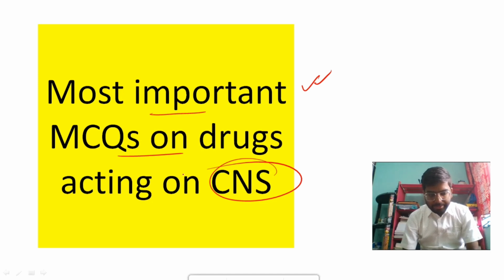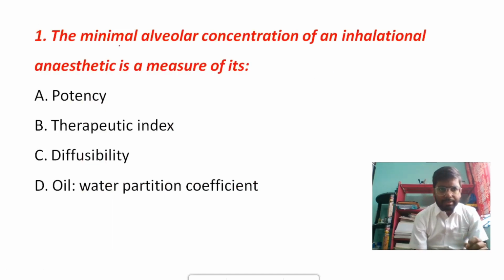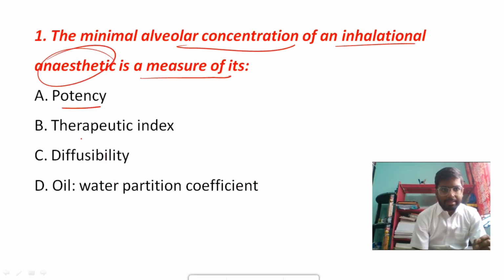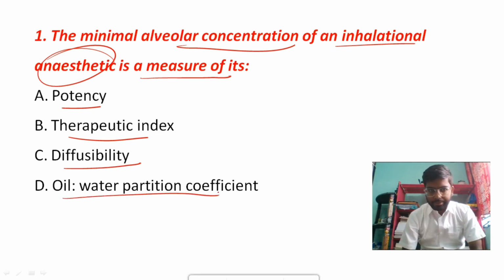Okay, so let's start. First question: the minimal alveolar concentration of an inhalation anesthetic is a measure of its. Options are potency, therapeutic index, diffusibility, oil water partition coefficient. When you are watching this video, please pause the video and answer yourself first. उसके बाद आप explanation देखना, ठीक है?